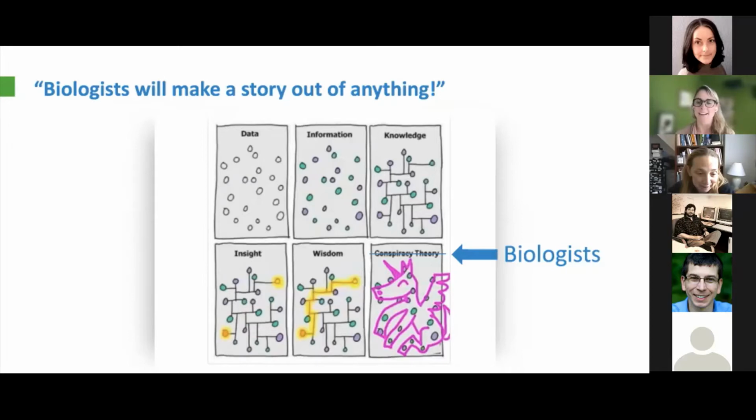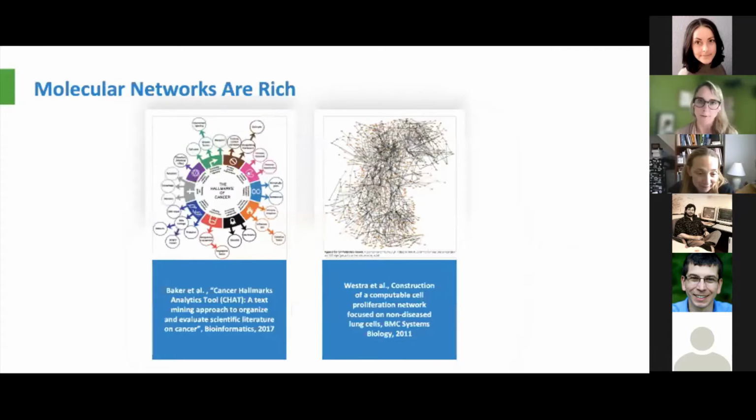You can hand them a list. It could be a random list of genes that might describe colon cancer, and they're still going to be able to make a story out of that. And I always laugh because I think there's a really good reason for that, and that is that biology is insanely complex.